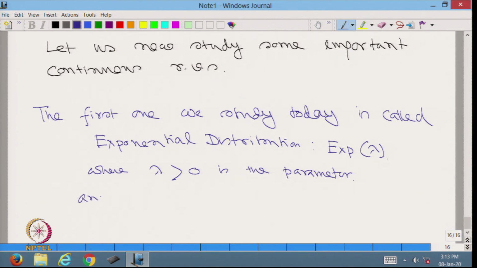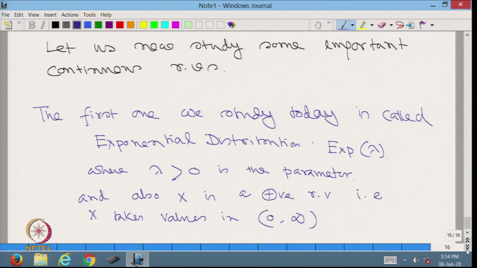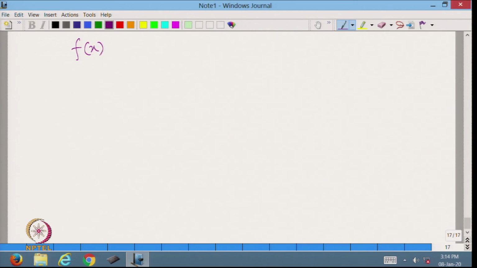and also X is a positive random variable, that is, X takes values in 0 to infinity. f(x) is equal to 0 if x is less than or equal to 0, and it is lambda e to the power minus lambda x for x greater than 0.